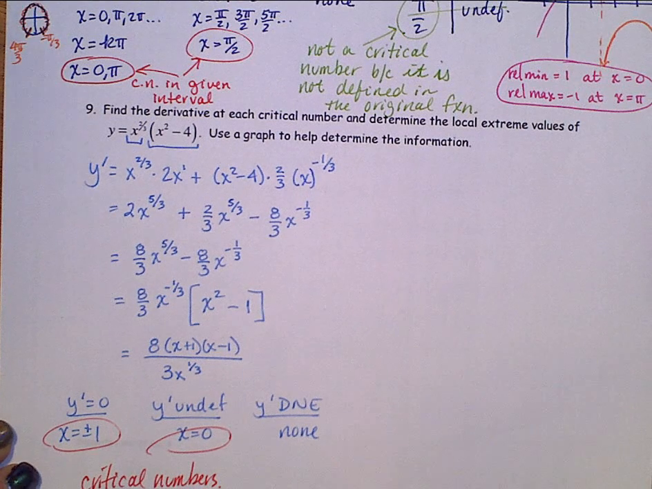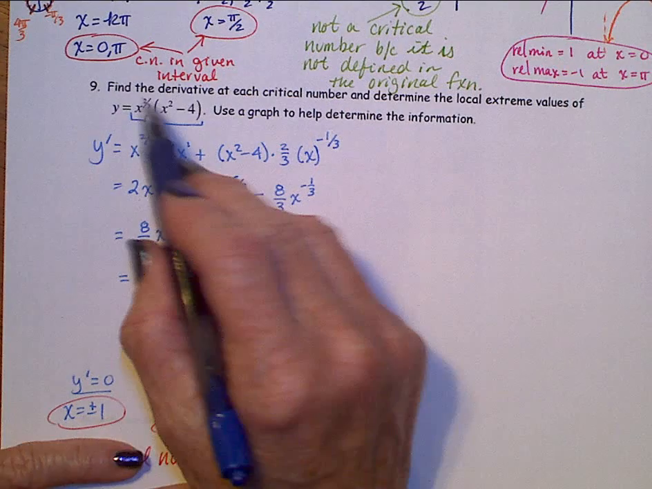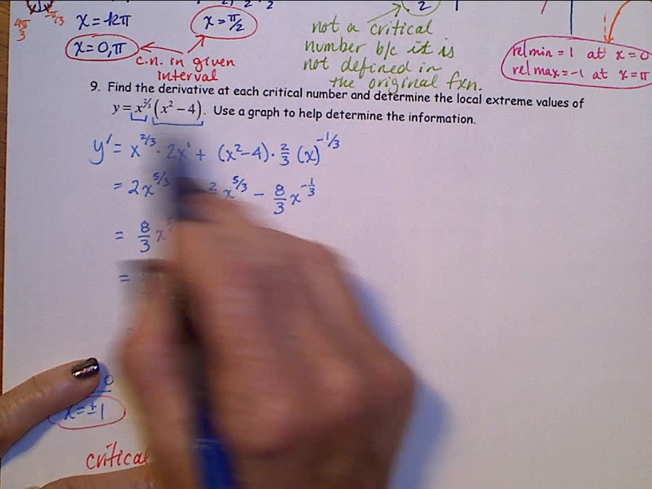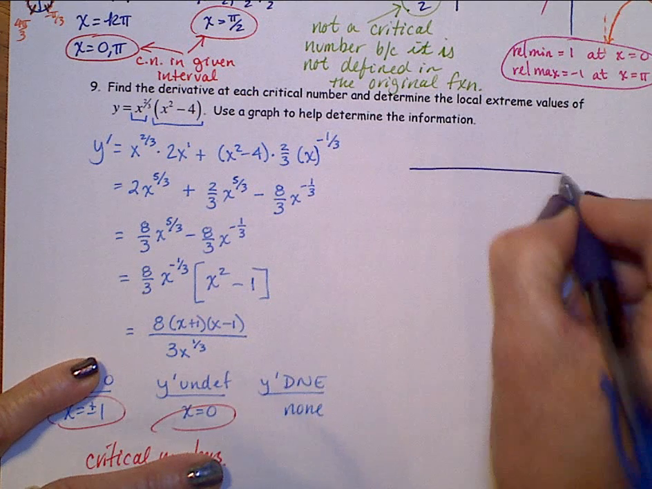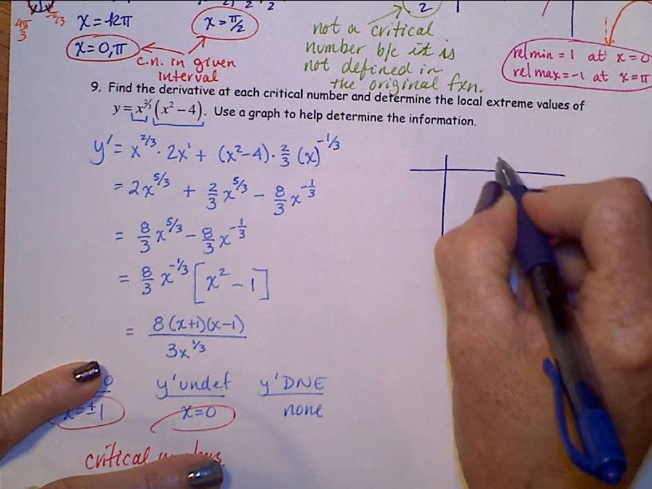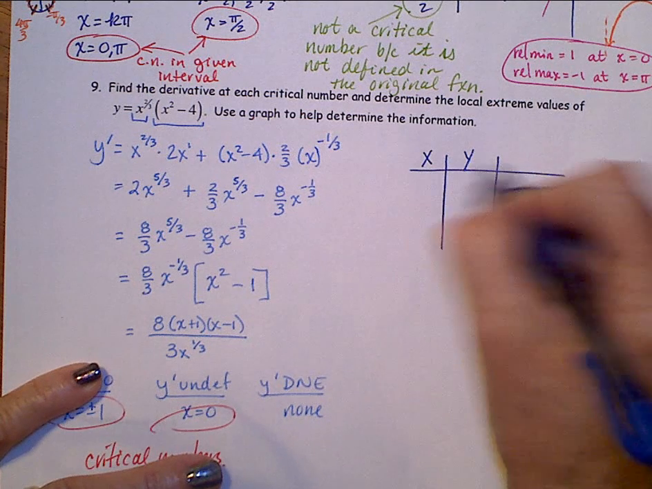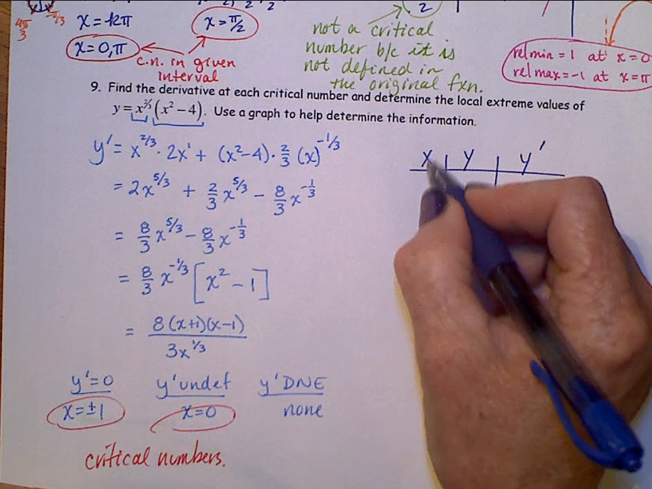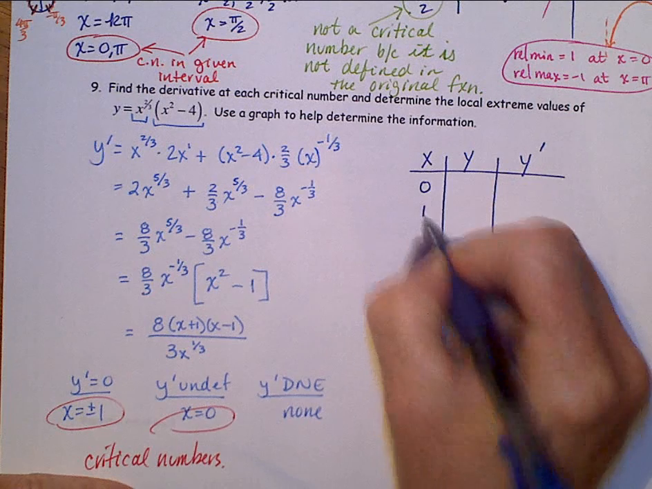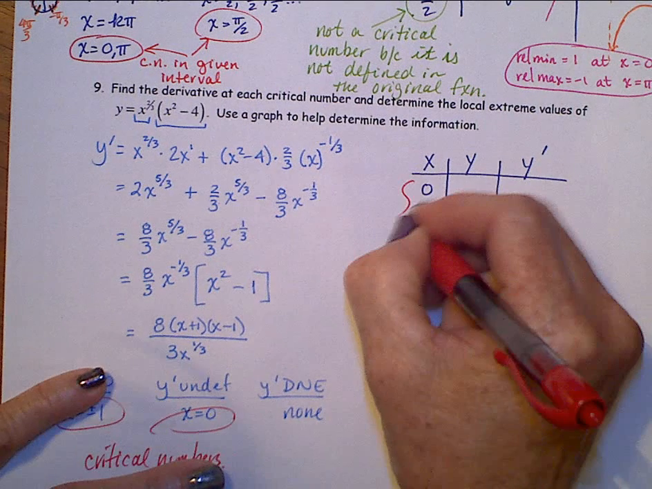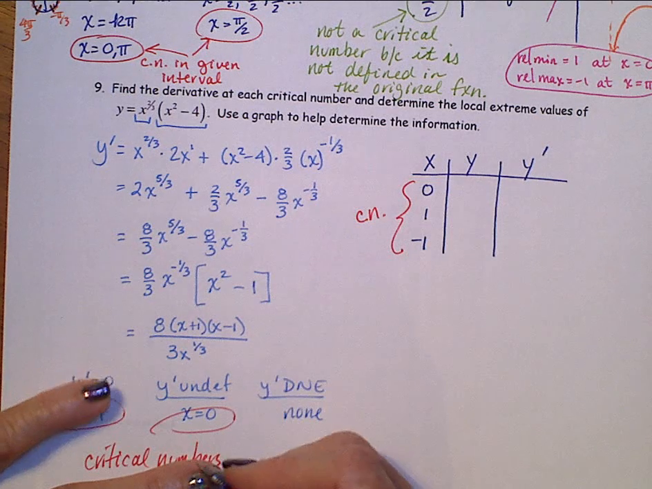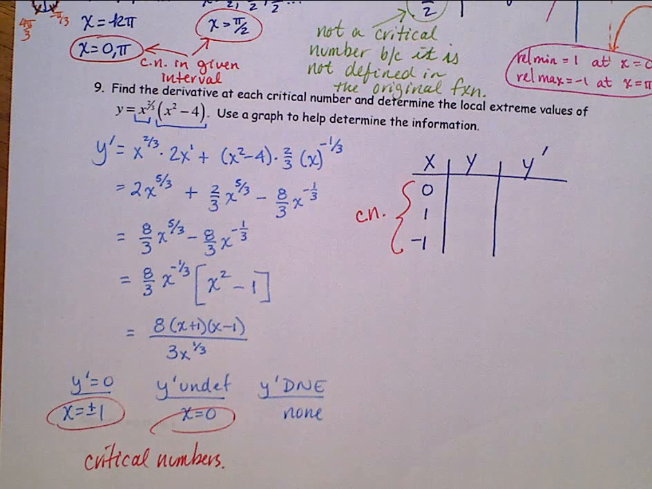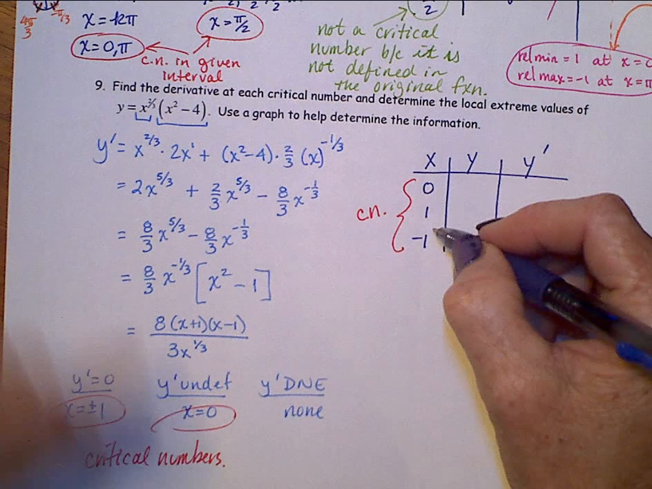Okay, now the wording was a little bit different on this one, so let's be careful. Find the derivative at each critical number and determine the local extreme values of that function. So, we have x, y, and y prime. All right, so our critical numbers are 0, 1, negative 1. Those are the critical numbers. I didn't ask you about endpoints and extreme values. That's all you can do. The y values here, so let's plug these back into the original function.